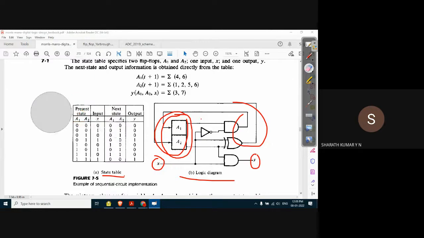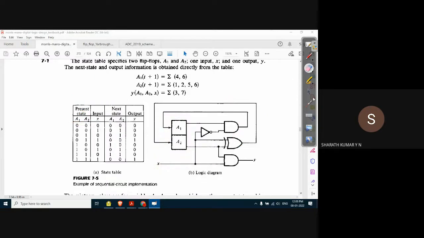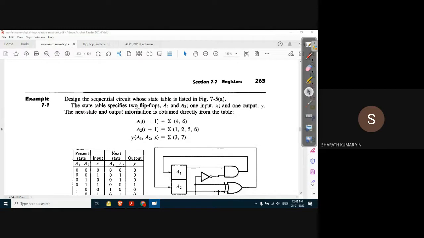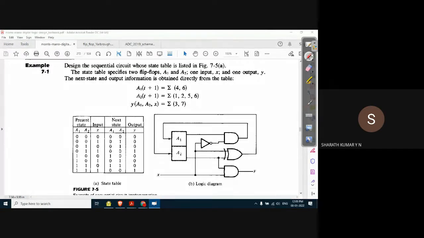Yes, observe this condition now. The table specifies two flip-flops, A1 and A2. It should be a flip-flop because the register consists of flip-flops. We can call it a 2-bit register. Input is X and output is Y. The next state and the output information is obtained directly from the table.